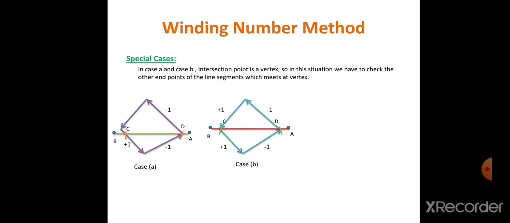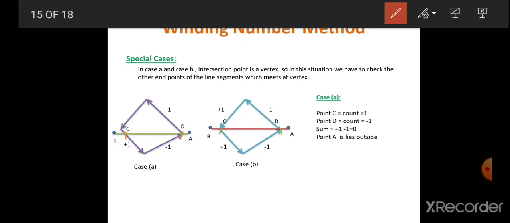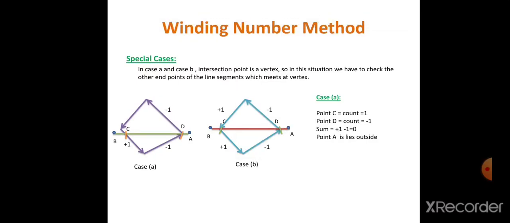So the next thing, how can we calculate that? You can see here, case A, point C is equal to count. Now for point C, for case A, the count will be plus 1. For point D, we are going to consider any one of these points, either this minus 1 or this. So I am considering this minus 1, so it becomes minus 1. So 1 minus 1 is 0, and if I get the summation as 0, then I am saying the point is outside of that polygon. So here you can see that the point A is outside of that polygon.